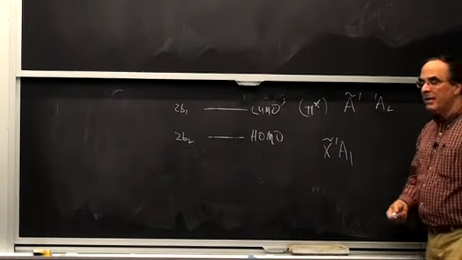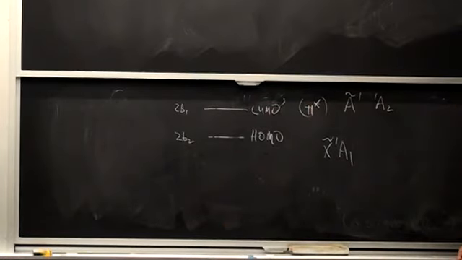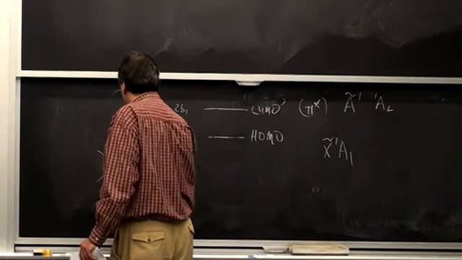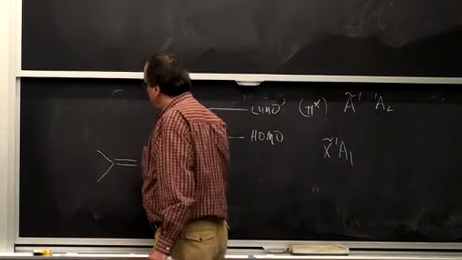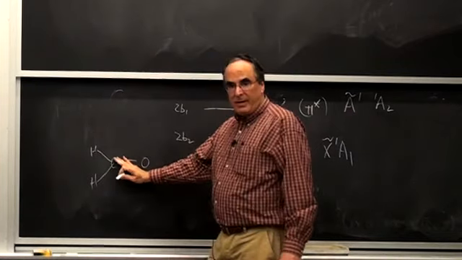Now, why should we expect it not to be C2V symmetry? Two things. You have an antibonding orbital here.